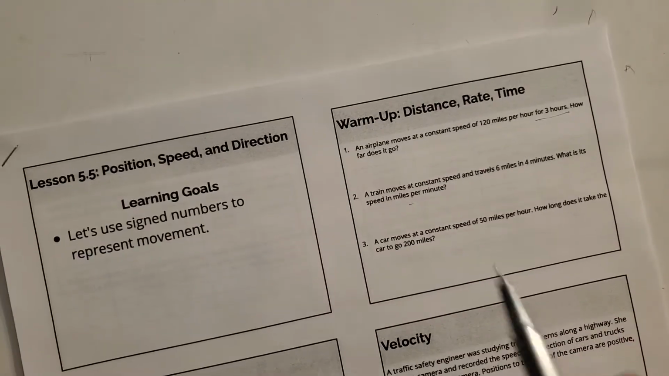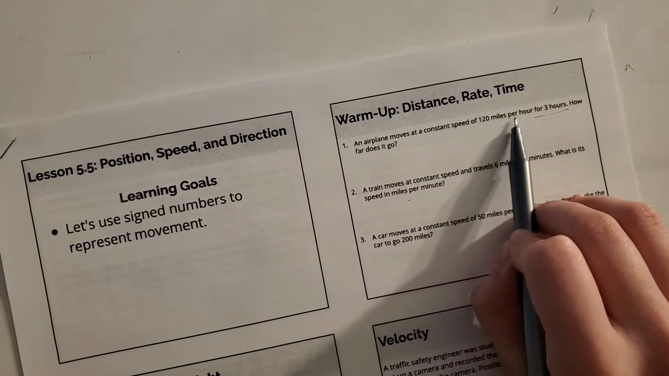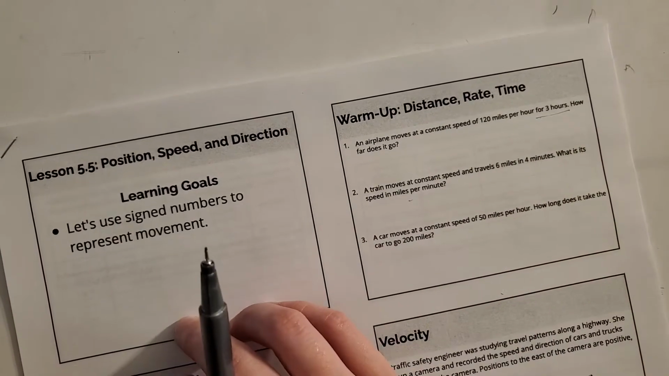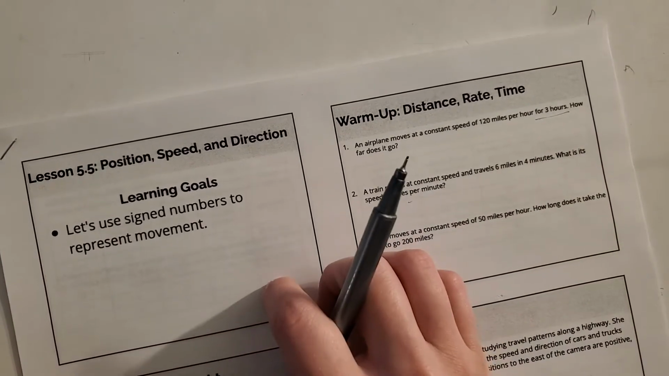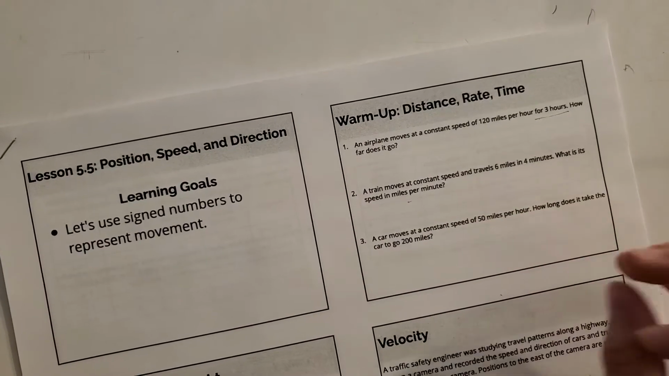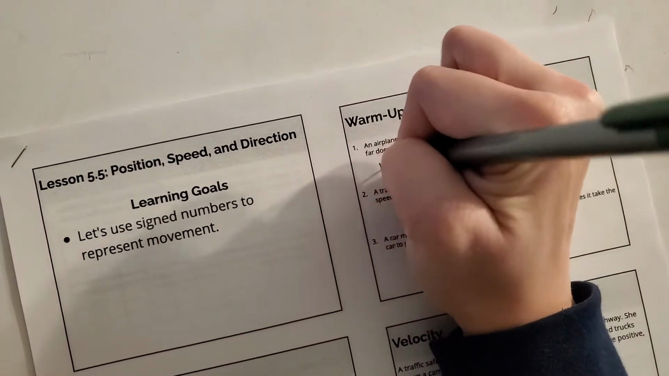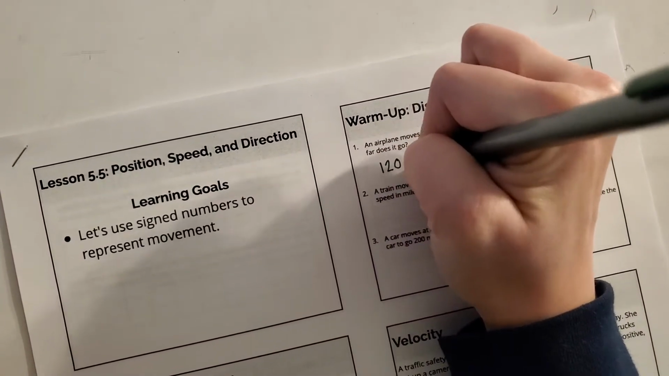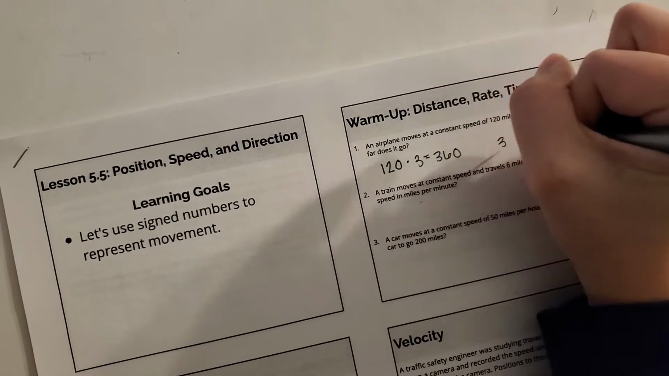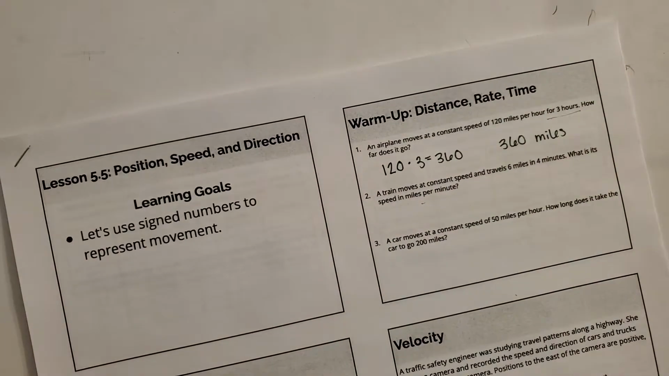All right, so if an airplane is moving at a constant speed of 120 miles per hour for 3 hours, that means in the first hour they go 120 miles, the second hour they go 120 miles, and the third hour they go 120 miles again. So I want to know what the total distance would be. The easiest way to find that would be 120 times 3, which is going to be 360. So the airplane went 360 miles in the 3 hours.